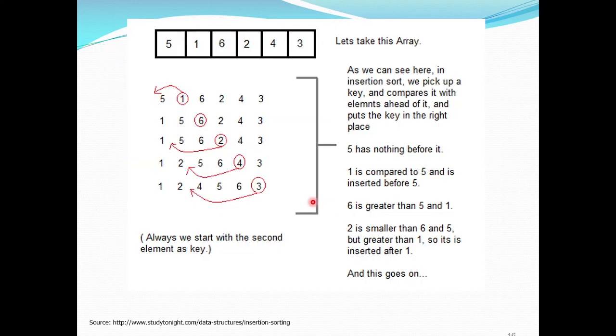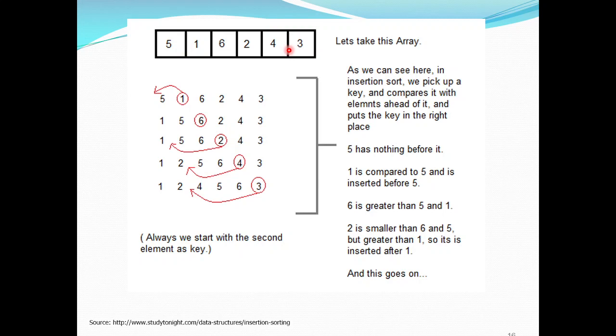Here is an example of insertion sort. I'm taking it from studytonight.com. You can see the source link here, and we have 6 elements in the array. The array of 6 starts with 5, 1, 6, 2, 4, 3, with index 0 until index 5.